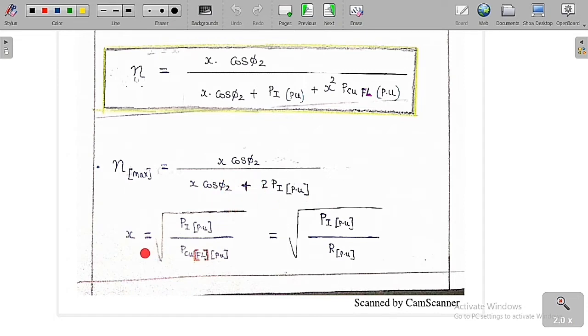Then what is the value of X? X is equal to the square root of iron loss in per unit by copper loss at full load in per unit value, which is equal to the square root of iron loss in per unit by, as I have already told you, the copper loss at full load in per unit value, which is equal to R per unit. So X is equal to the square root of iron loss in per unit by R per unit. This is the formula that we have to remember for maximum efficiency. If you know the per unit values, just substitute here and you will get the maximum efficiency.